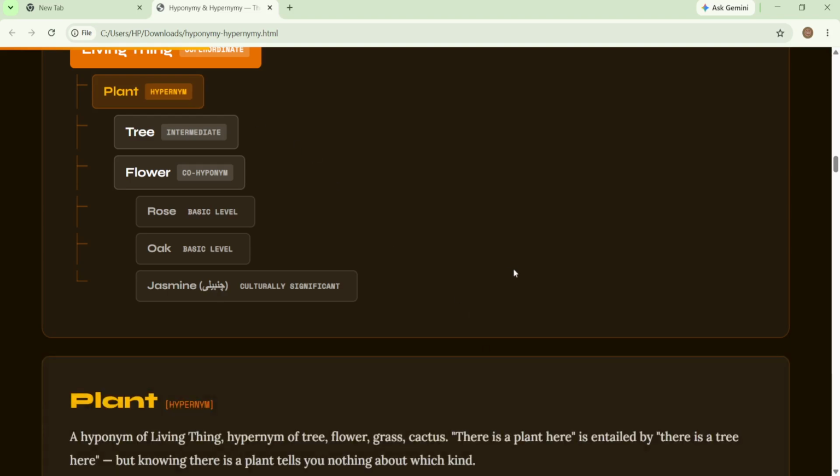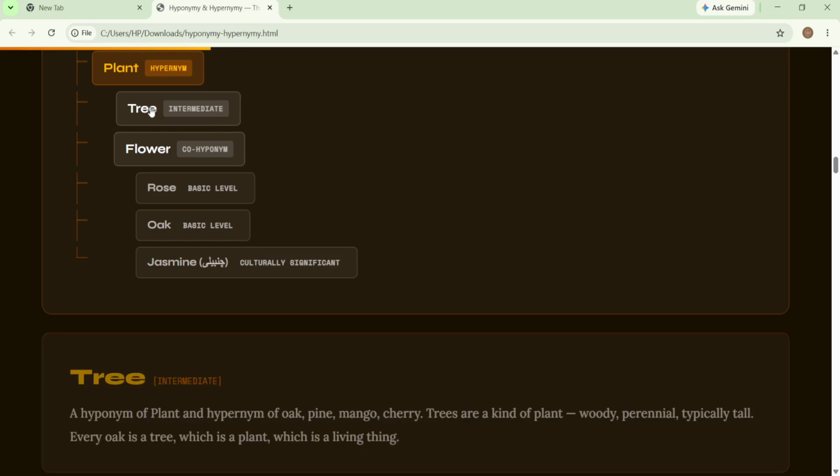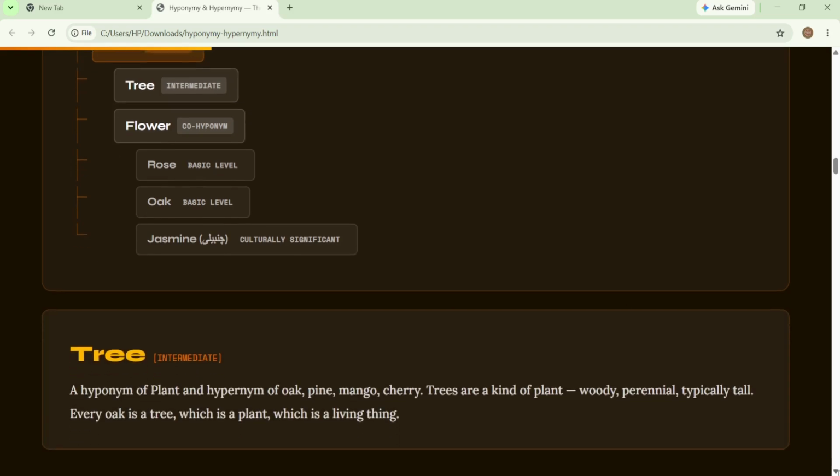Then plant. Plant, a hyponym of living thing, and a hypernym of tree, grass, flower, cactus. "There is a plant" is entailed by "there is a tree there." Knowing that there is a plant tells you nothing about which kind. Let's look at tree. Let's scroll it to see more visibly. Tree, a hyponym of plant and a hypernym of oak, pine, mango, and cherry.